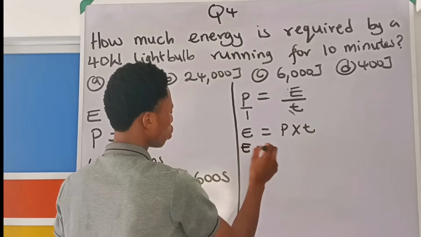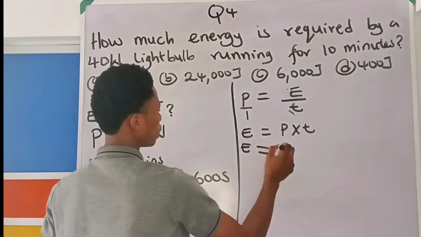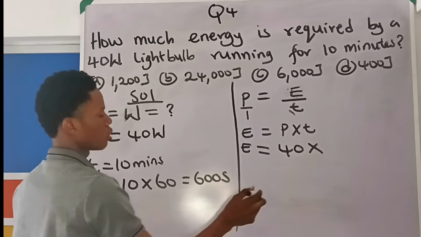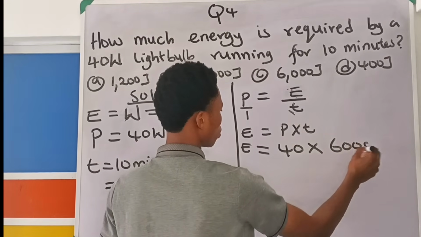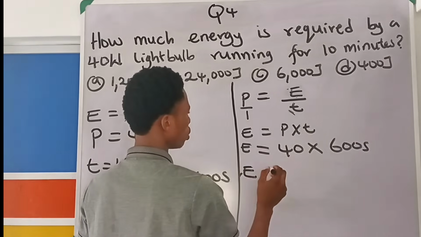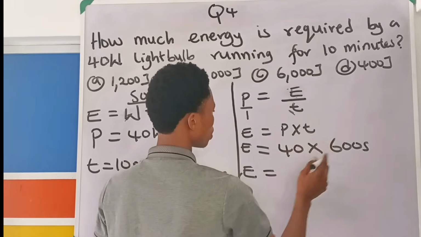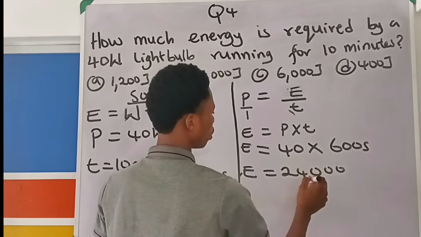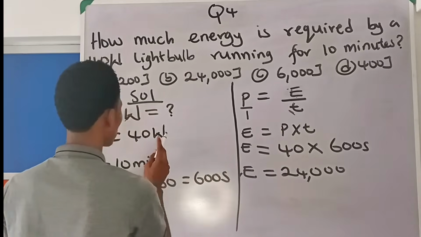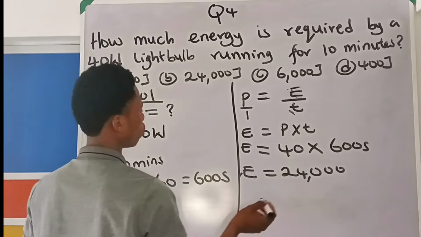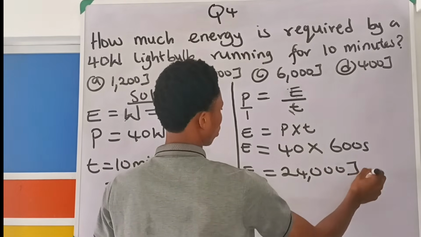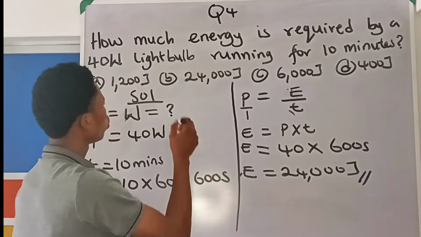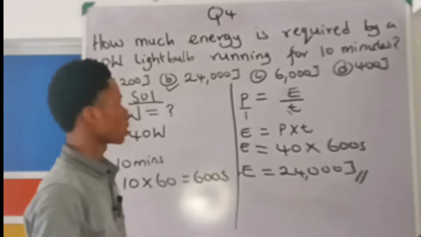So energy is equal to, power was given as what? 40, right? Times the time is what? 600 seconds. That means that energy will be equal to 4 times 6, which gives us what? 24, right? Then we'll add our 3 zeros. 1, 2, 3. Now the unit here is watt second, but watt second is the same thing as joules. So the answer is 24,000 joules. And where is it? Option B. That is our answer. Hope you are following.